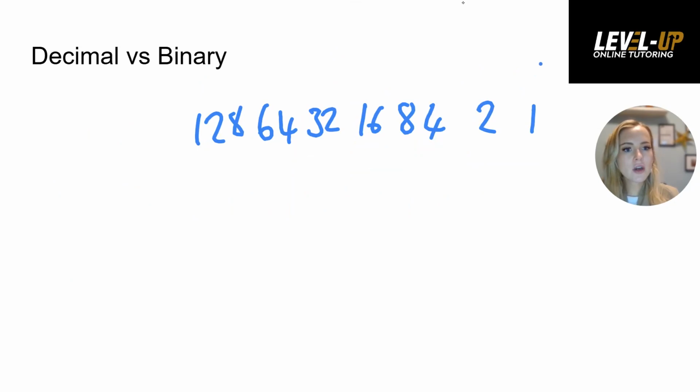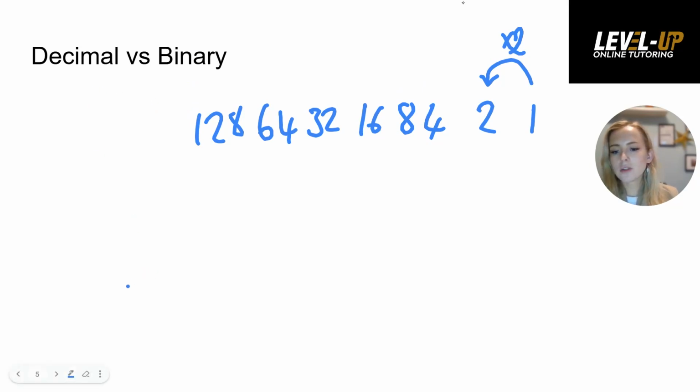Okay, so just a quick tip really. If you ever forget your placeholder values, just remember it is double, or times 2, of the last value. So double 1 is 2, double 2 is 4, keep going, and yeah, that's pretty much it.